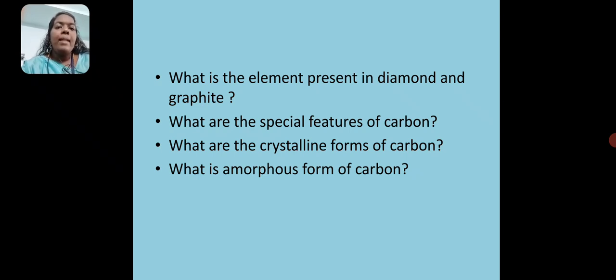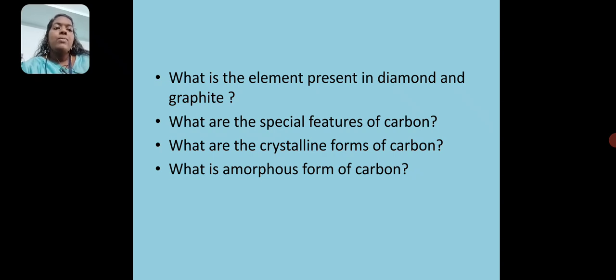So, what is the element present in diamond and graphite? In diamond and graphite, the most common element found is carbon. We already studied this in our previous classes. So, what are the special features of carbon? As we discussed, some of the special features of carbon are catenation, tetravalency, isomerism, multiple bonds, etc. So, these are some special features of carbon.